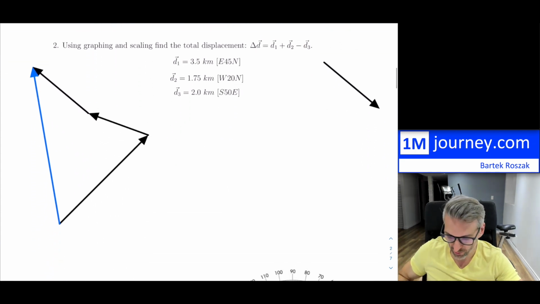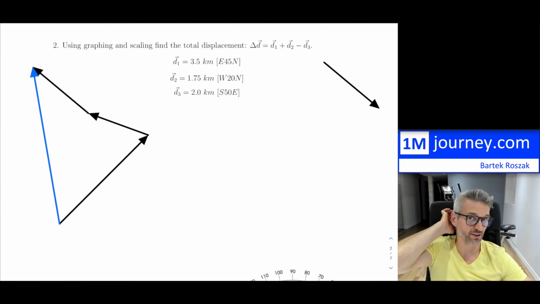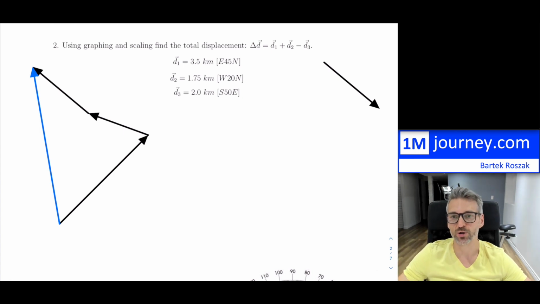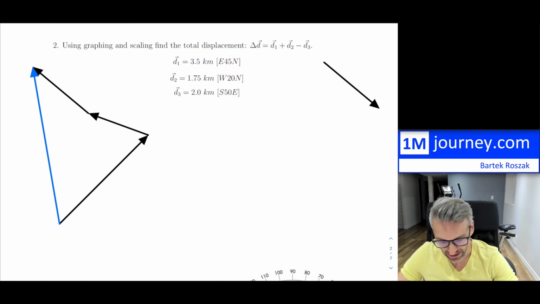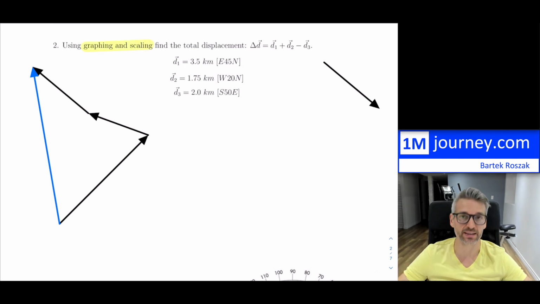Now this one would have taken us a little bit longer, so I've actually kind of pre-done this a little bit, because what it asks us is using graphing and scaling. So in here, if you were using graphing and scaling, that means you actually would have to graph something and then scale things accordingly, right? Because you would have been drawing it on a piece of paper if it was on a test.